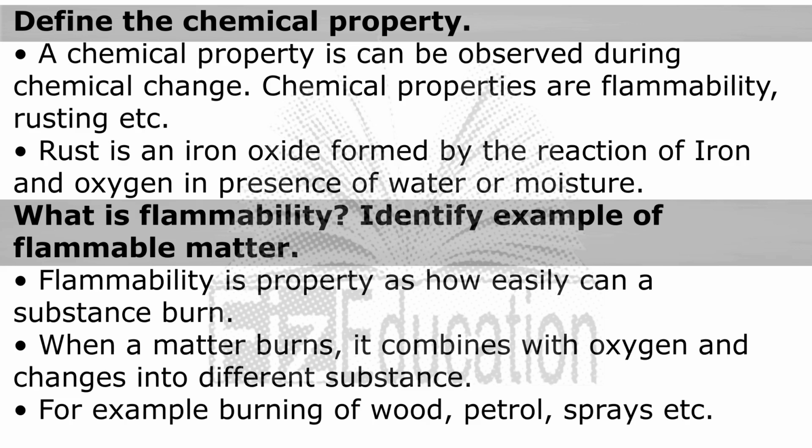What is flammability? Identify example of flammable matter. Flammability is property as how easily can a substance burn. When a matter burns, it combines with oxygen and changes into different substance. For example, burning of wood, petrol, sprays, etc.